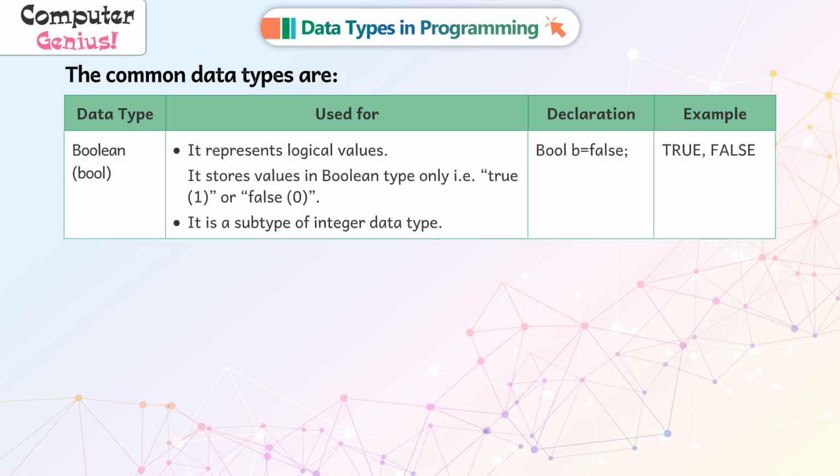Boolean, bool. It represents logical values. It stores values of Boolean type only, that is, true (1) or false (0). It is a subtype of the integer data type. Bool b equals false, true, false.